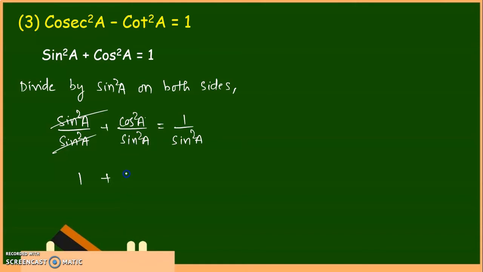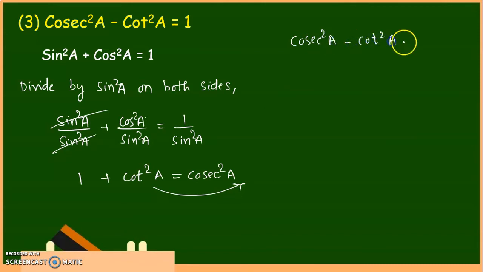So this cos square A divided by sine square A becomes cot square A, is equal to, here 1 upon sine square A, that becomes cosec square A. And if you take this cot square A to this side, so this plus cot square A becomes minus cot square A. So we can write this is cosec square A minus cot square A is equal to 1. So this is the third identity.